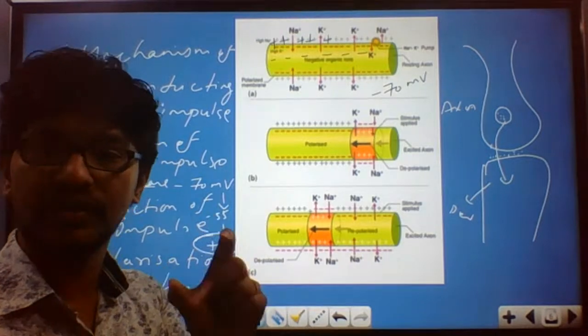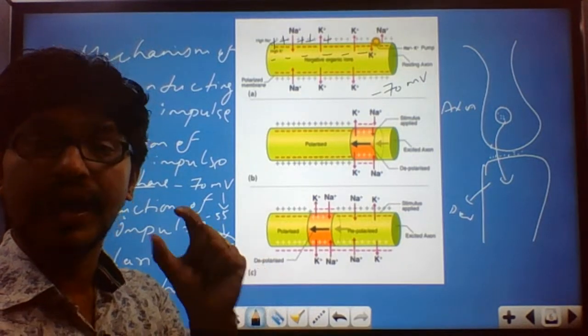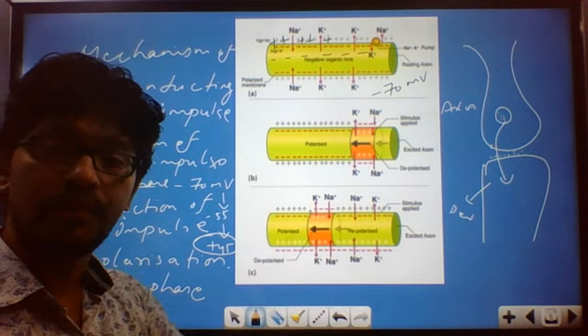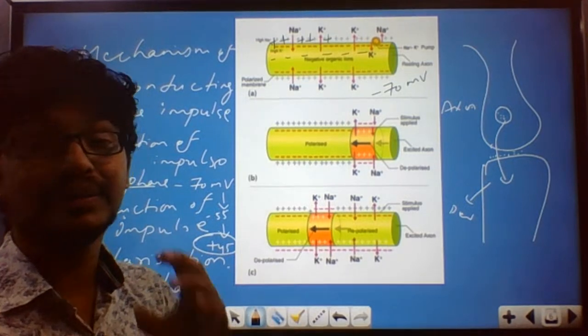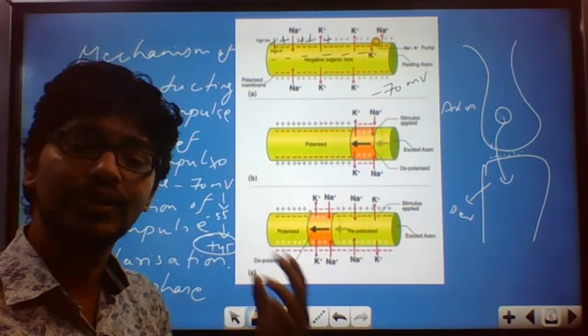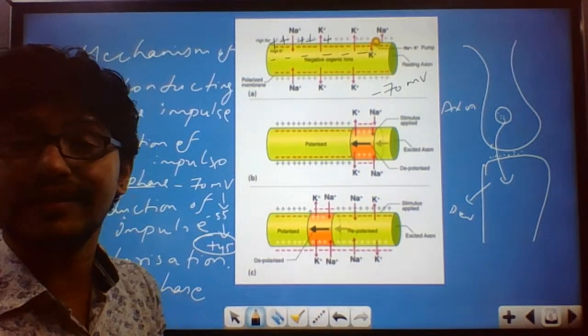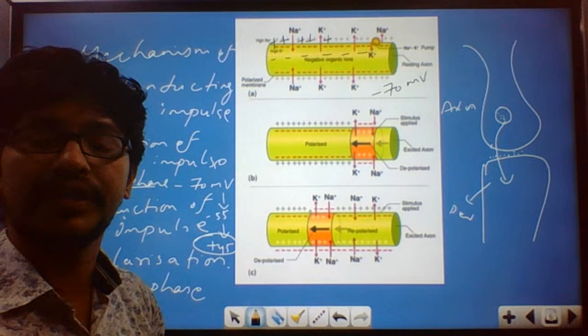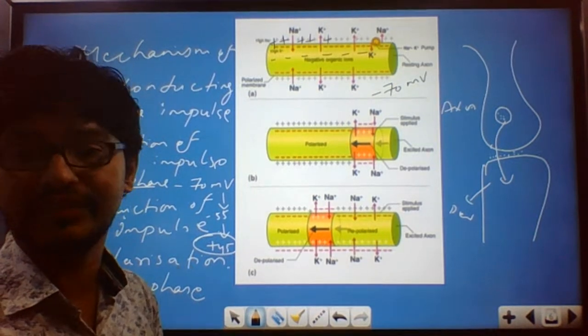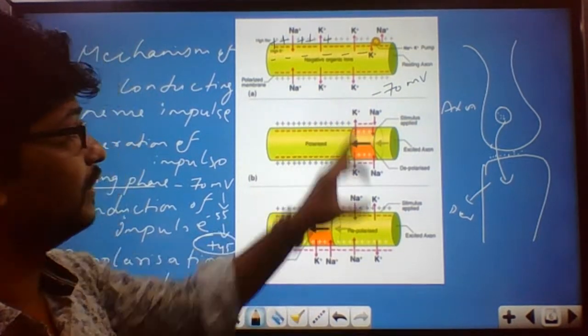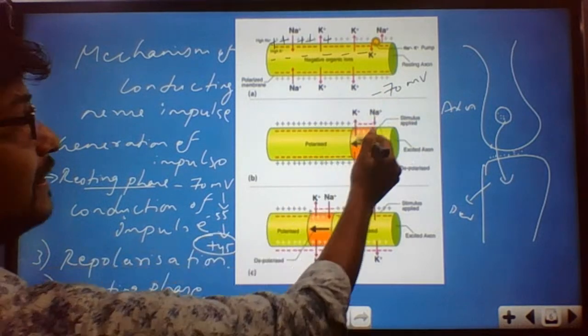We have channels called the gateway, and this gateway closes and opens only when the impulse is generated, going through polarization, repolarization and depolarization. This is based on the mechanism of movement of sodium and potassium, which gives the positivity and negativity. So first is -70 millivolts. In this case, what happens?